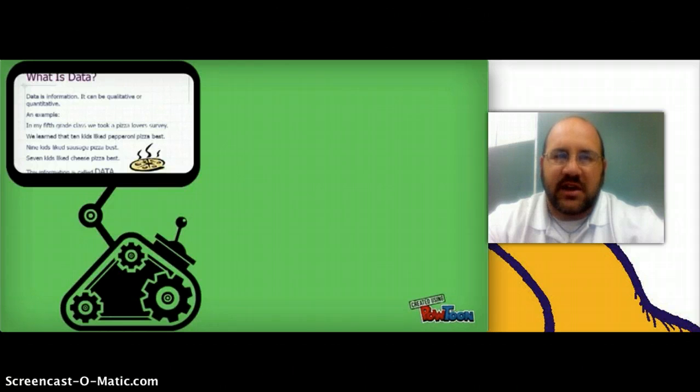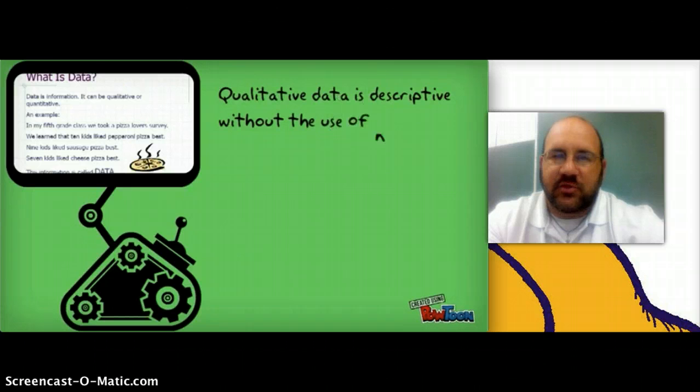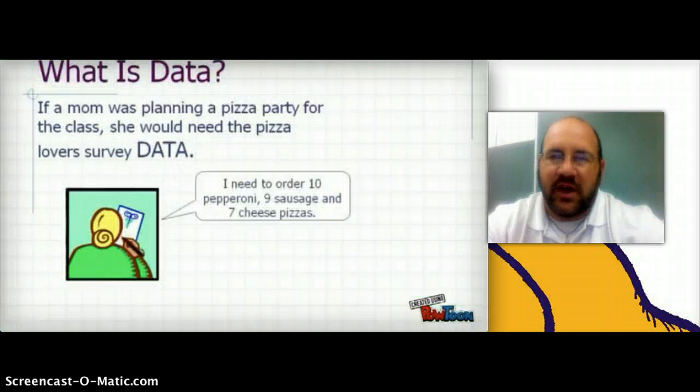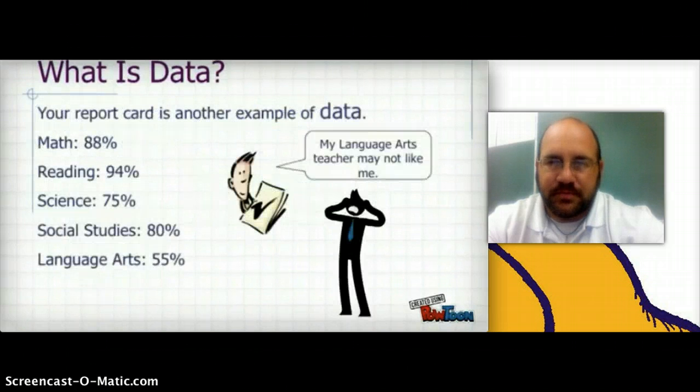So what is data? It's simply information. It can be qualitative or quantitative in nature. Qualitative data is descriptive. It's without the use of numbers. It uses words to describe, while quantitative data is represented by numerical value. For example, this mother, if she's wanting to plan a pizza party for our class, she would need to look at the Pizza Lovers survey data in order to know what types of pizza and how many of each.